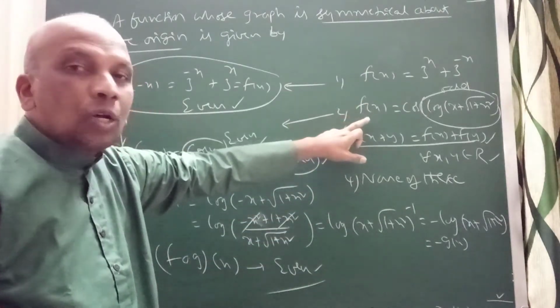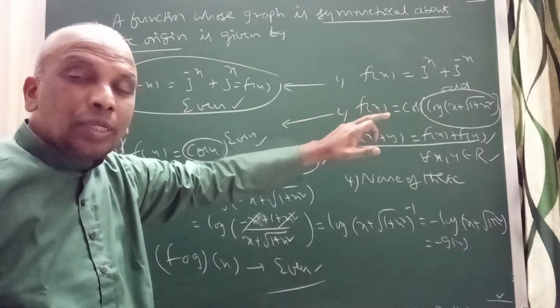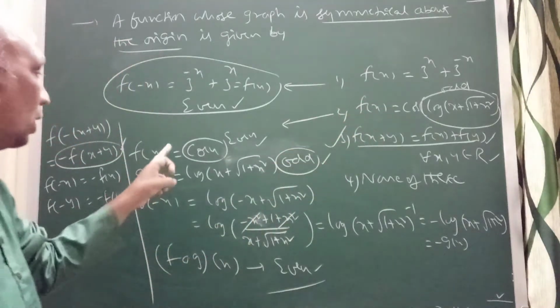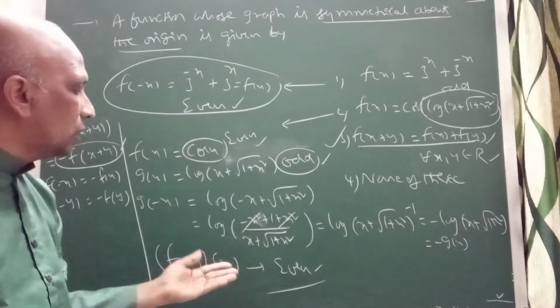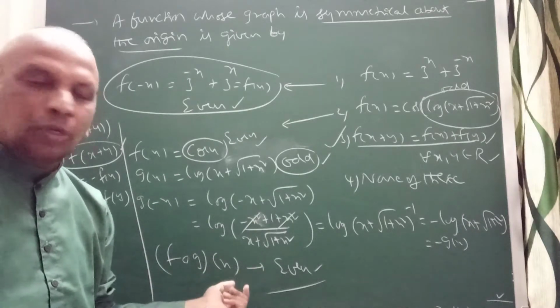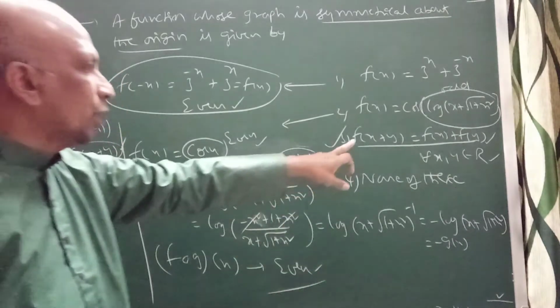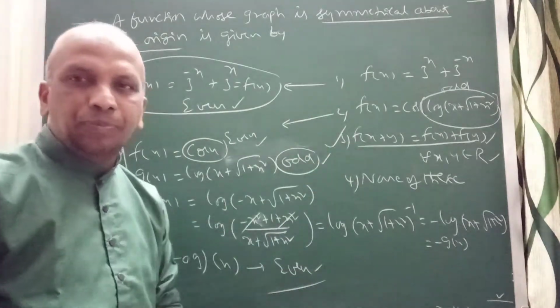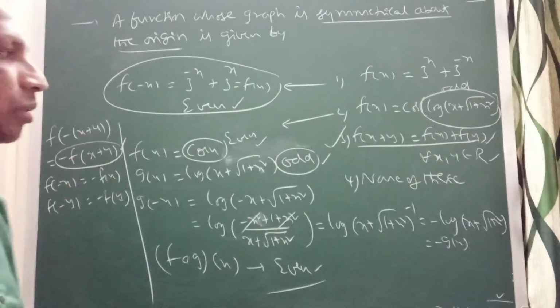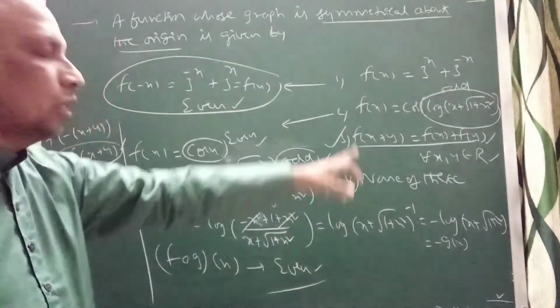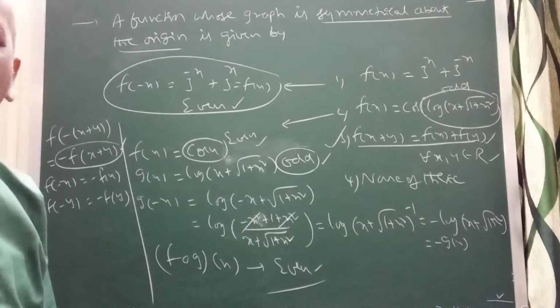Second one is a composite function. In composite, f is even, g is odd, so f of g is even function. That is clear, right? Now coming to the third one, it is an odd function. I explained here, you can observe here. So your answer is the third option here. Now we'll do the next problem.